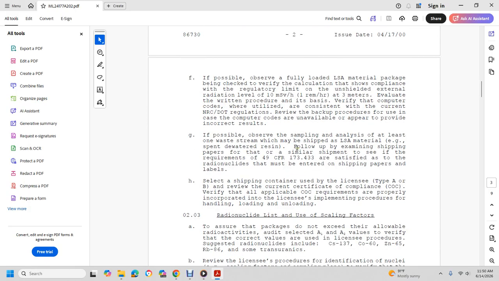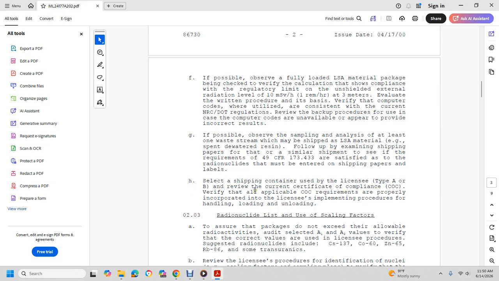If possible, observe the sampling and analysis of the open waste stream which may be shipped as LSA material, such as spent water and resin. Examine shipping papers for that similar shipment, with the requirement of Title 49 CFR 173 satisfied as to the radionuclides that must be entered on the shipping paper. Check the label on the shipping container with the use of the licensee Type A or Type B review.